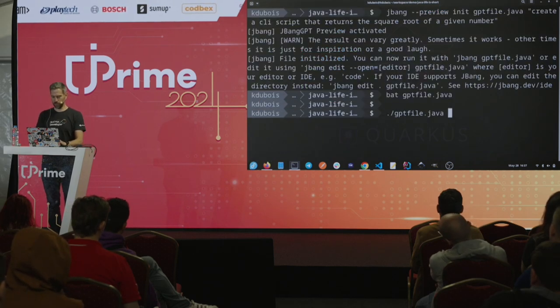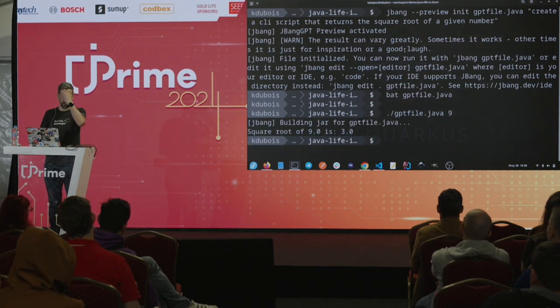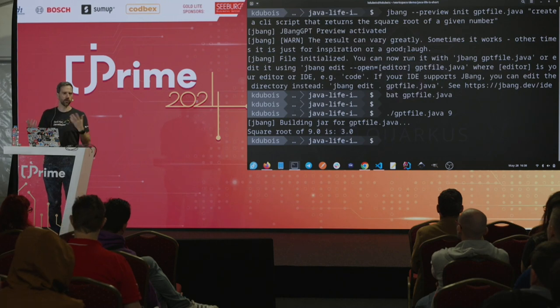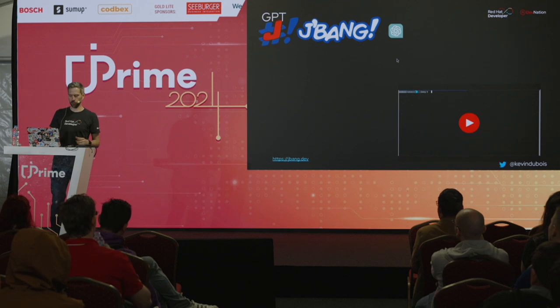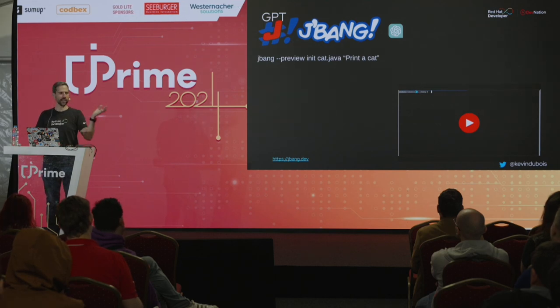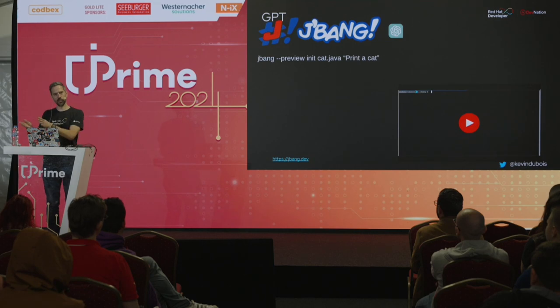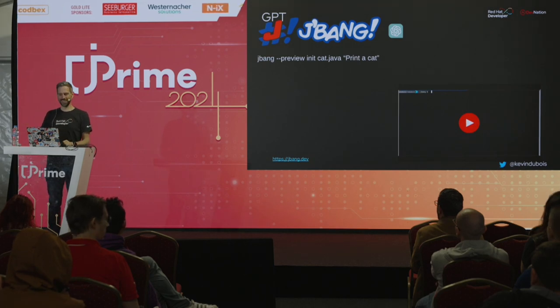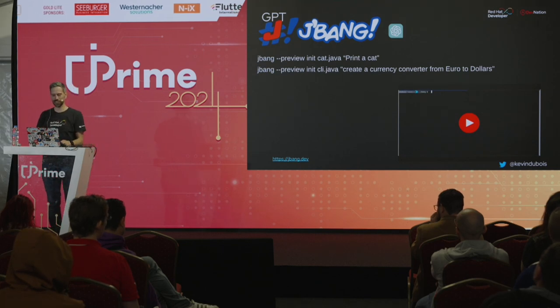So GPT file.java square root of, let's say, 9. And let's see. Oh, it did actually work, right? So a fun little thing that you can do with Jbang is run with a little bit of AI. Of course, I wouldn't use this for production directly. Make sure you check what it generates, because it can also be garbage sometimes. So you can say, print a cat, and it will create a little Java script, not a JavaScript script, but a Java script that prints a cat, or create a currency converter, and you can see what it does or whatever.